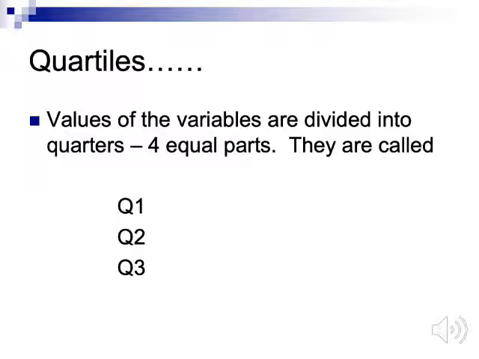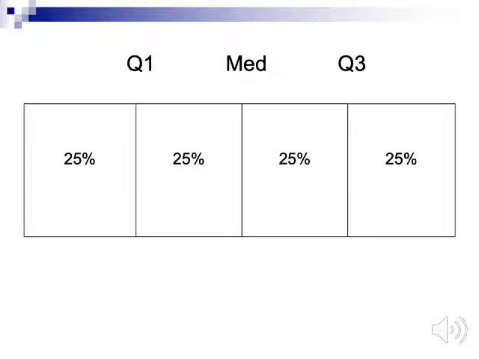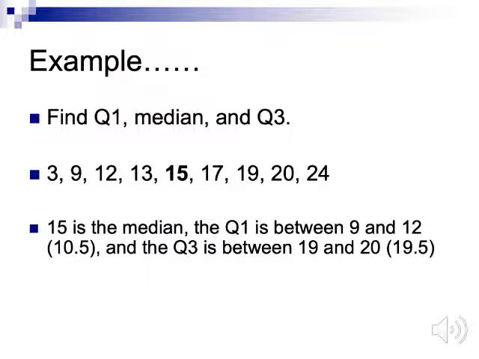Okay, so if we are going to take a look at that, this is the Q1, the median, and the Q3. For example, you will find here Q1, median, and Q3. You arrange, of course, the data in order. Median is 15, that's the middlemost. There are four observations on the right, four observations on the left. So 15 is the median. That means 50% of the scores are higher than 15, and 50% of the scores are lower than 15.